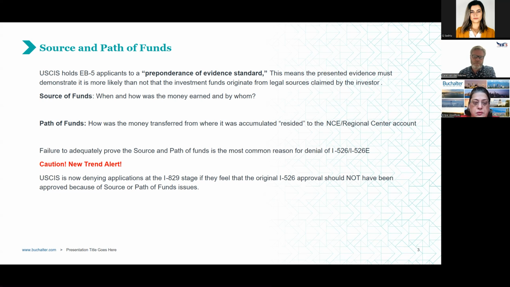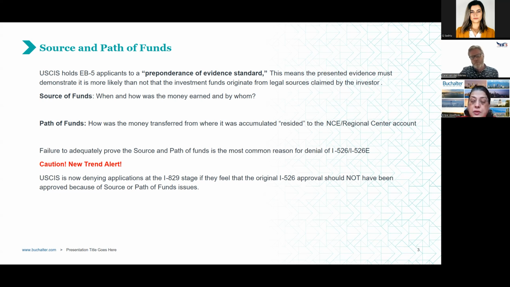And there's your new trend alert. We are seeing denials now at the I-829 stage. For those of you familiar with the EB-5 process, the I-526 is your first application. That is the one where you essentially provide all of the documentation about when and how the money was earned. USCIS approves that application, and you become a lawful permanent resident for 2 years. Typically, 90 days before your 2 years expires, we file the secondary application, which is your I-829.